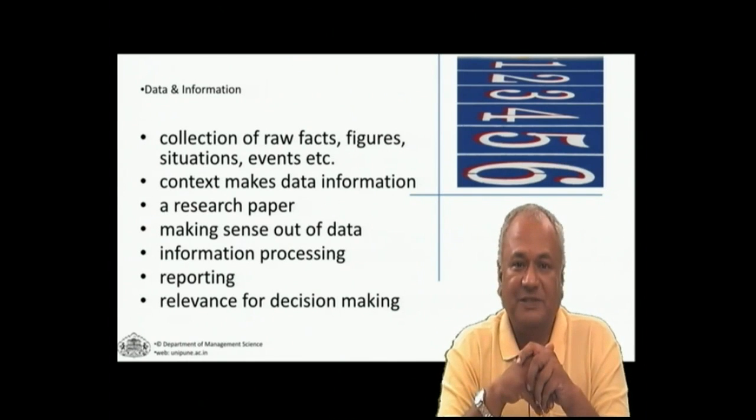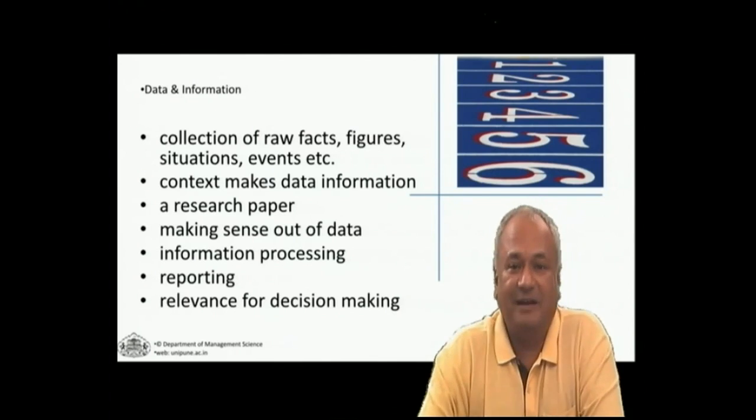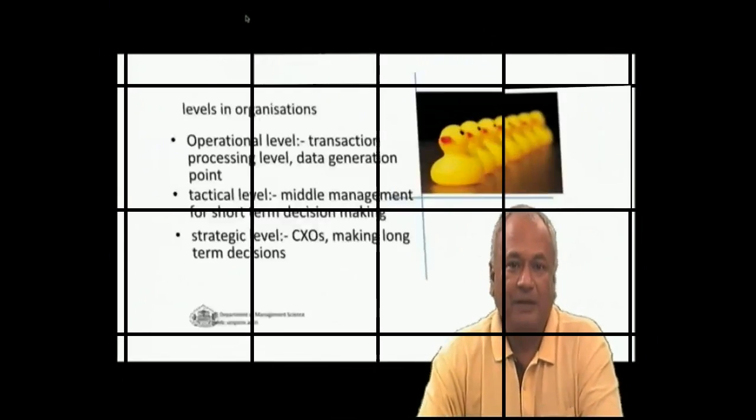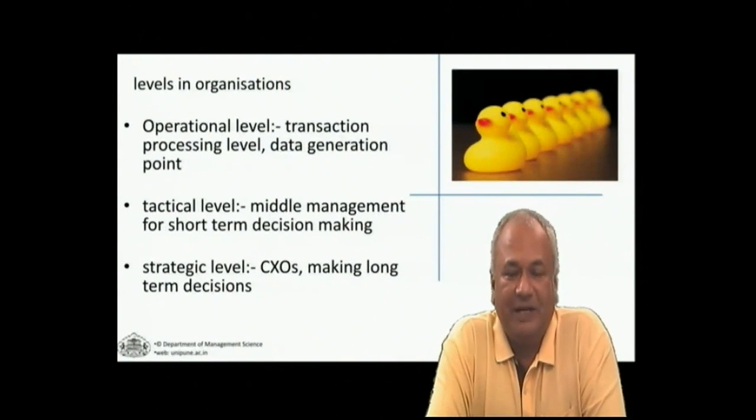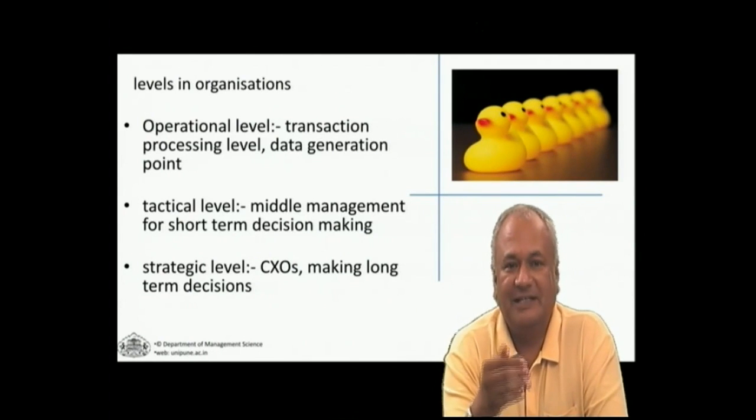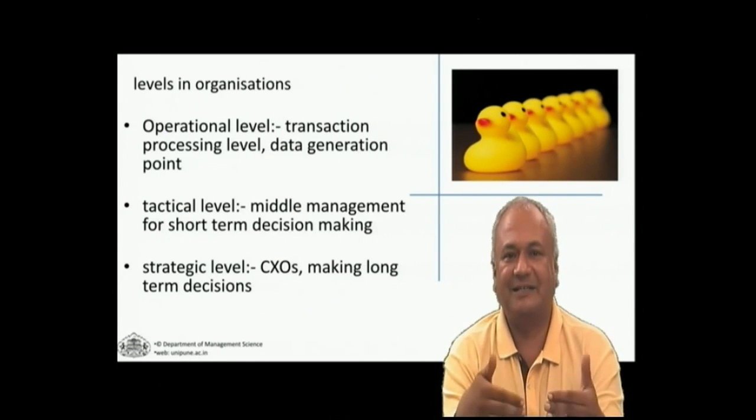So it makes a lot of sense and relevance for decision making for people, because depending on the data and what we find in the report, we try to take decisions. So when we look at the organization, the basic understanding is there are different levels in the organization. So the first level, where you can go and start transacting something, or where data is transacted.